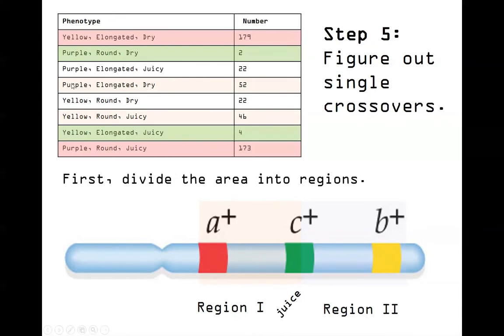Okay, and we compare that to our other category, yellow, round, and juicy. So we can take a look back at our parents. Yellow, elongated, dry. We can see that elongated and dry is still together. We had purple, round, and juicy. For some reason, I feel it helps if I say it really fast, like one word. It kind of helps me think about what goes together. Okay, round and juicy. And we can see that the color is going to be what is decoupled. So purple and yellow are what are going to be exchanged.